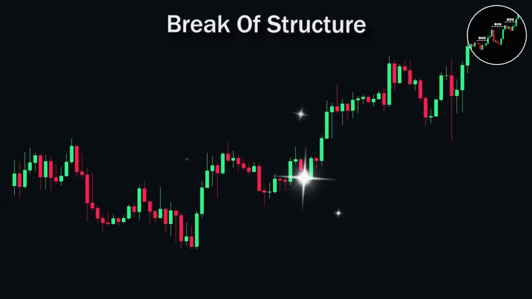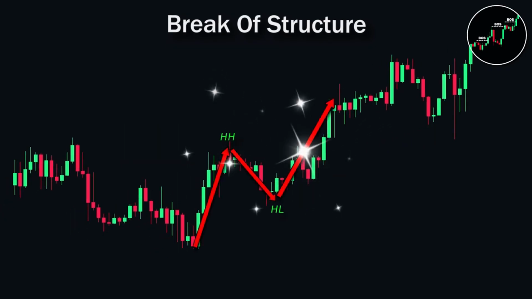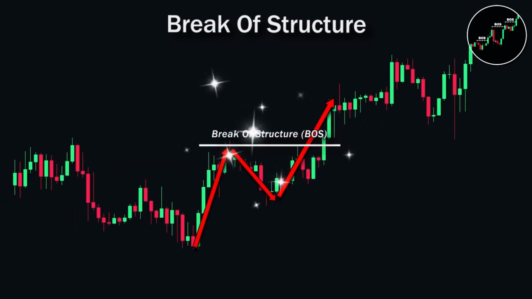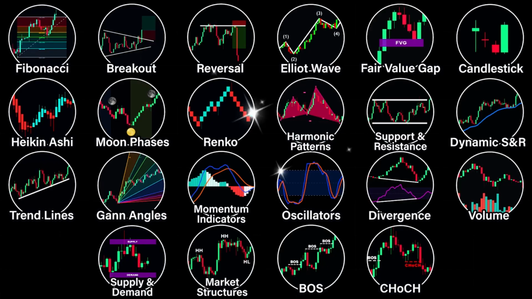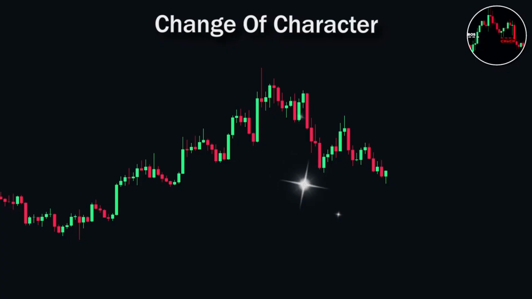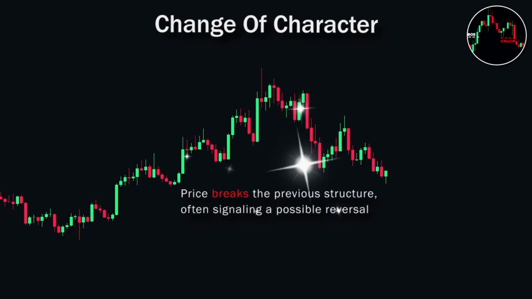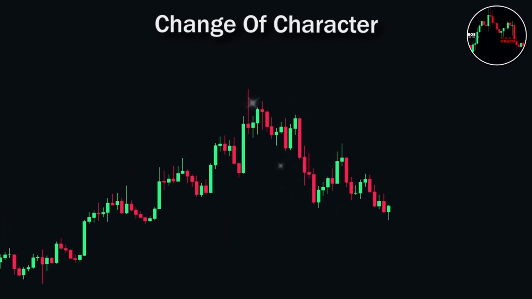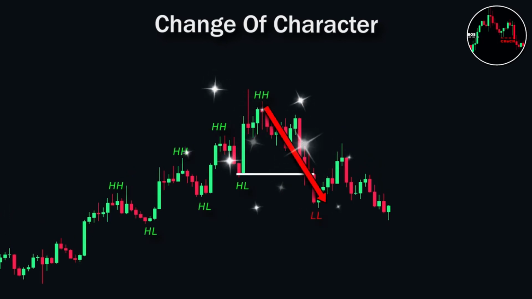For example, if the price forms higher highs and higher lows, this break of the previous highs is called breakout structure. Change of character. It occurs when price breaks the previous structure during a trend, often signaling a reversal from that current trend. For example, if the price is forming higher highs and higher lows, then it breaks the previous lows forming lower lows. This is called a change of character.